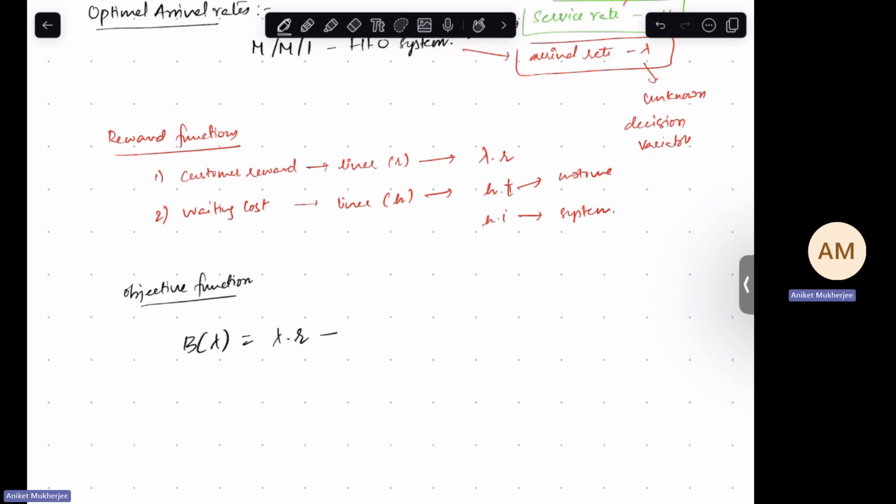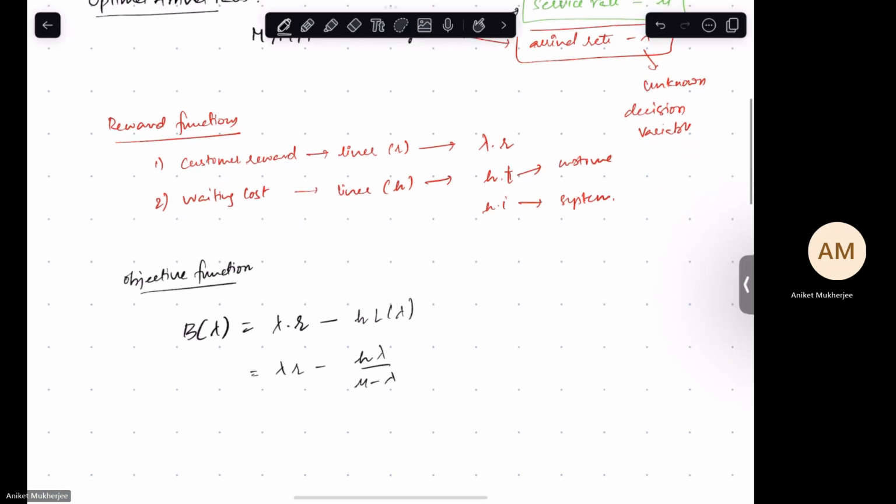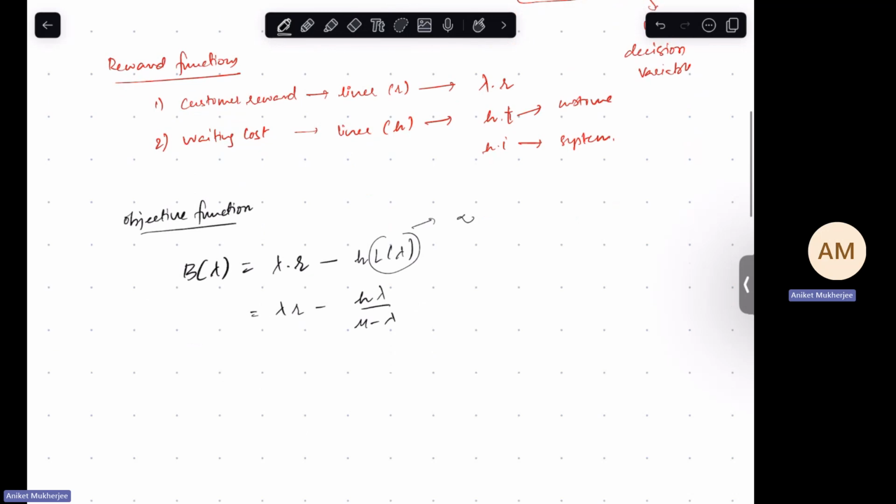And here you get h into L lambda. L lambda we have derived earlier, which was lambda by mu minus lambda. So this remains the same: h into lambda by mu minus lambda. And we know that lambda should be less than mu. If lambda is not less than mu, then the long run average cost goes to infinity because this term goes to infinity. Now, since this is a reward based thing, we'll maximize instead of minimizing.